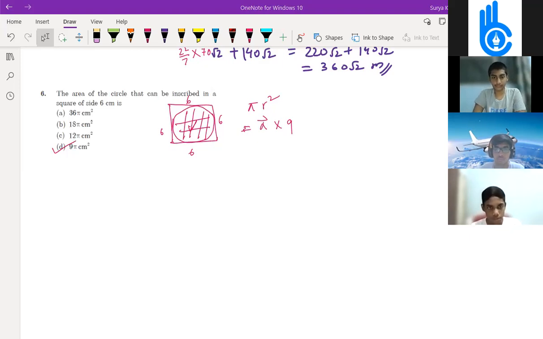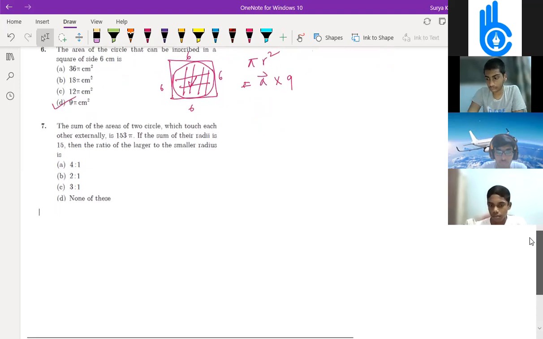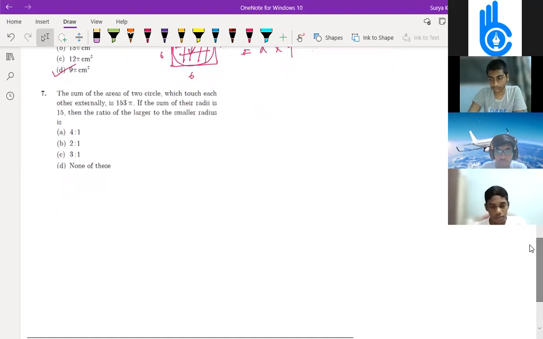Next question. Sum of the area of 2 circles which touch each other externally is 153 pi. If the sum of their radii is 15, then find the ratio of the larger to the smaller radius. Sir, I had done this question before. The sum of the areas of 2 circles which touch each other externally.